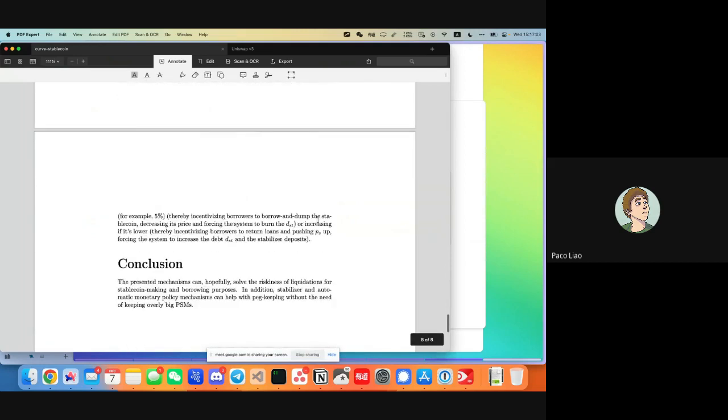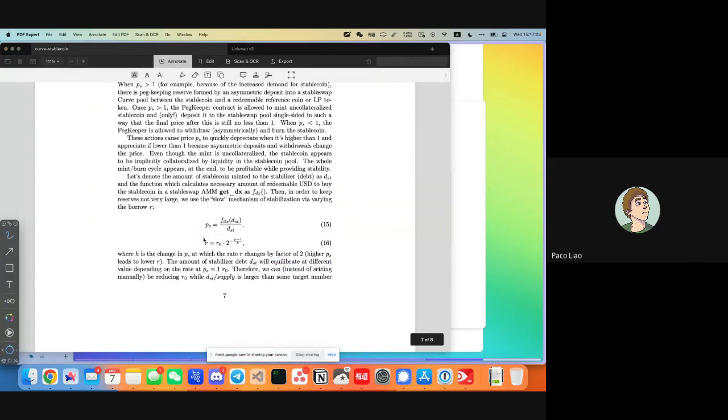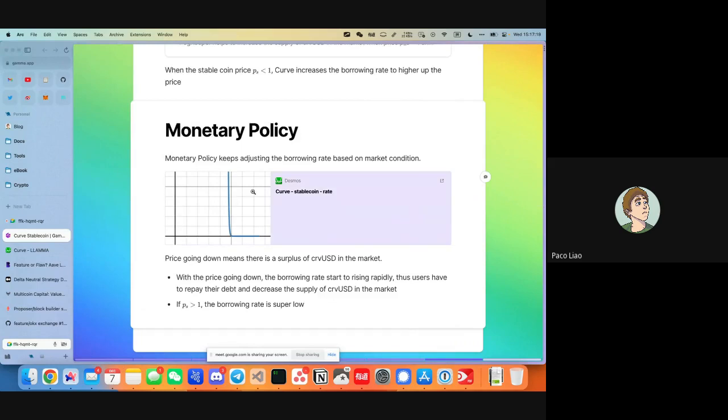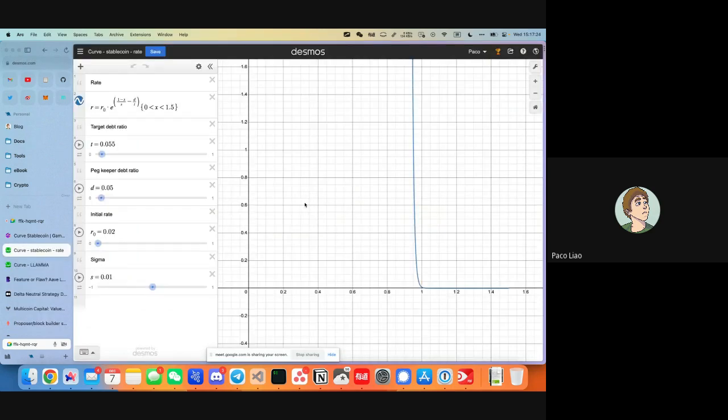So this is how they change the rate. It is a little bit complicated, but I will not go into too much detail here. But I think the code is different from this formula. And I'll just draw a chart from the formulas in the code. I'll show you how they change it. So there is a target debt ratio, and there's a peg keeper debt ratio. Peg keeper debt ratio means the debt of peg keepers.